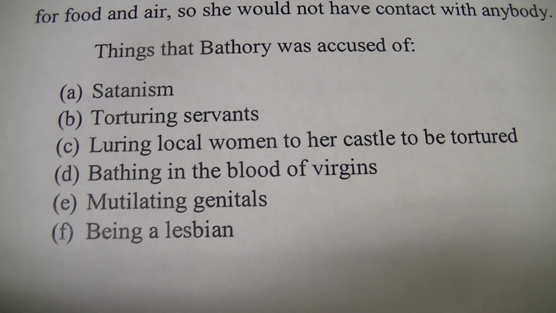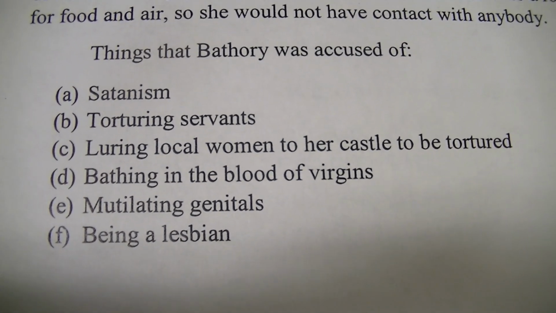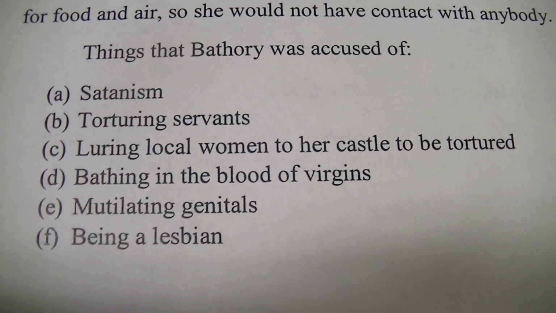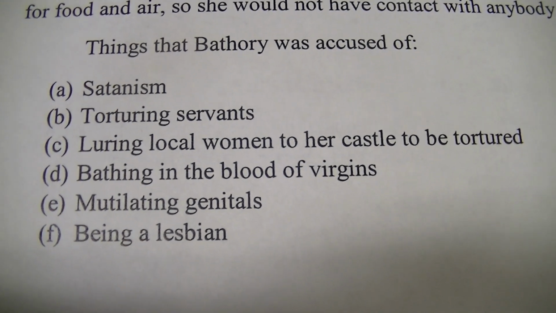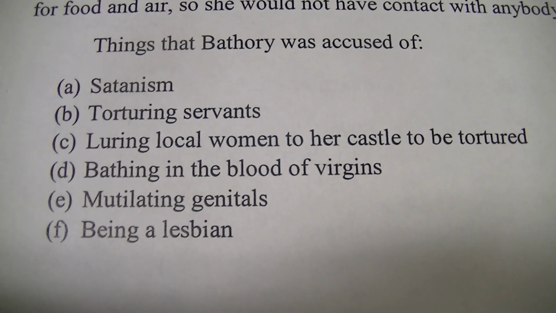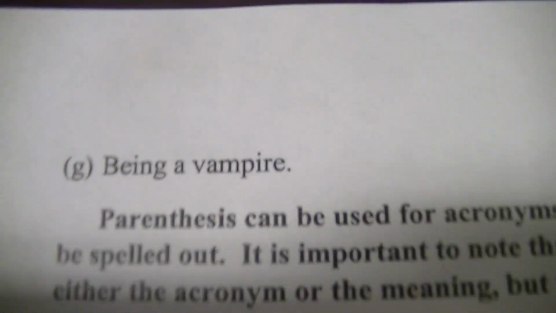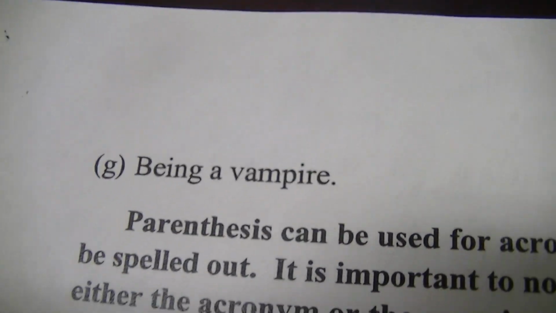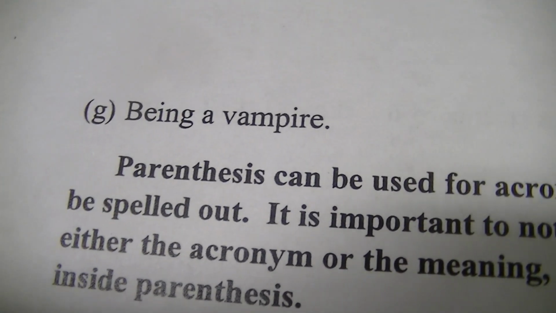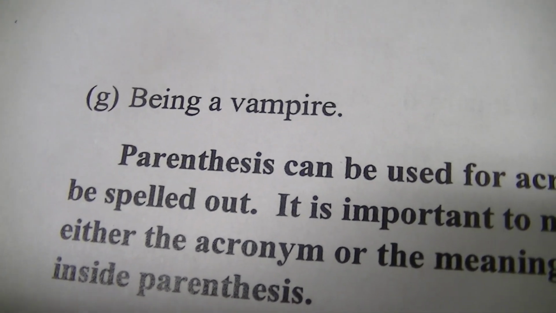All right, things Bathory was accused of. Again, all these (a), (b), (c), (d), (e), (f) get their own set of parentheses. So she was accused of Satanism, torturing servants, luring local women to her castle to be tortured, bathing in the blood of virgins, mutilating genitals, and being a lesbian, which back then was a big thing. Oh my gosh. All right, and she was also accused of being a vampire. And that's how that whole inspiration for Bram Stoker's Dracula came about.